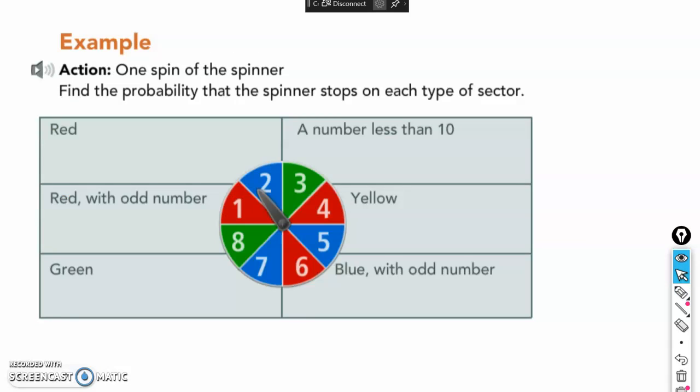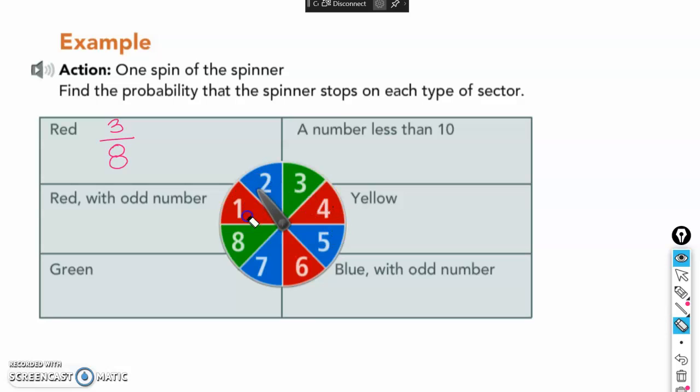Look at this example. One spin of the spinner is our action. So again, action is what you're going to do. Find the probability that the spinner stops on each type of space. So we're going to start with red. If we look at our spinner, 1, 2, 3 are red shaded out of 1, 2, 3, 4, 5, 6, 7, 8. We cannot simplify 3 out of 8, so we will leave it written just as that.